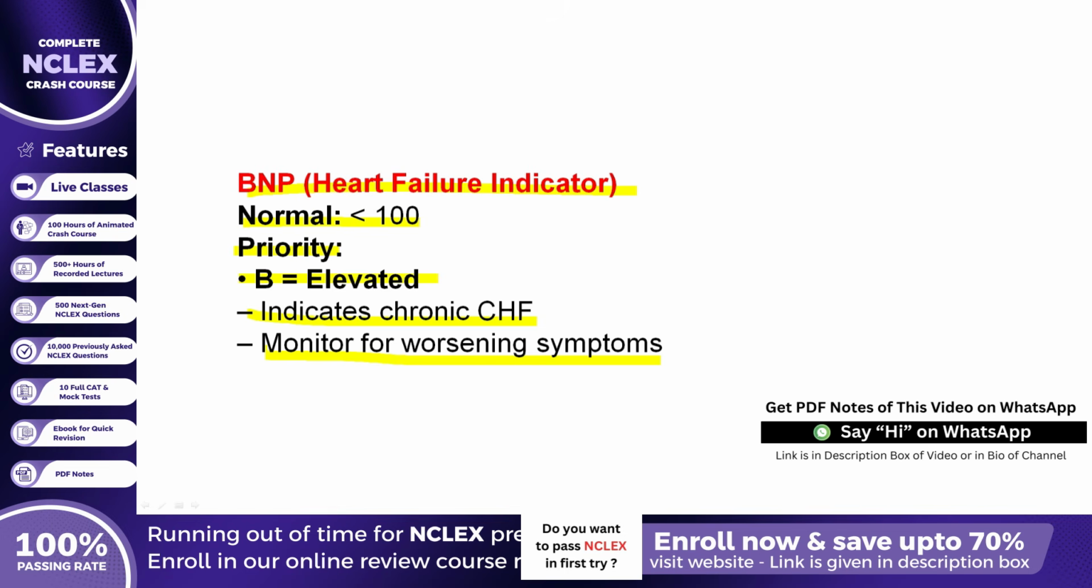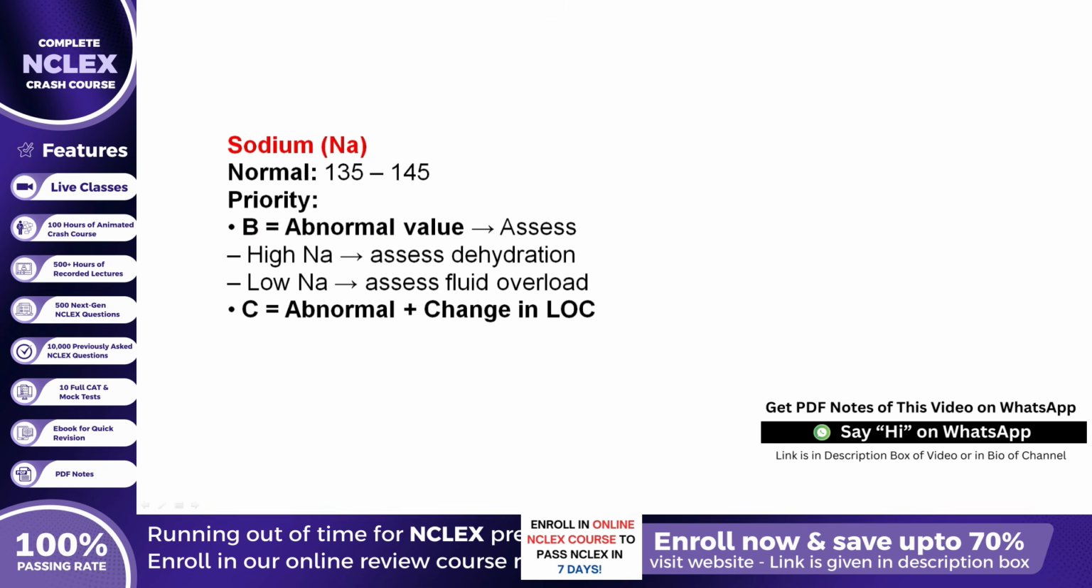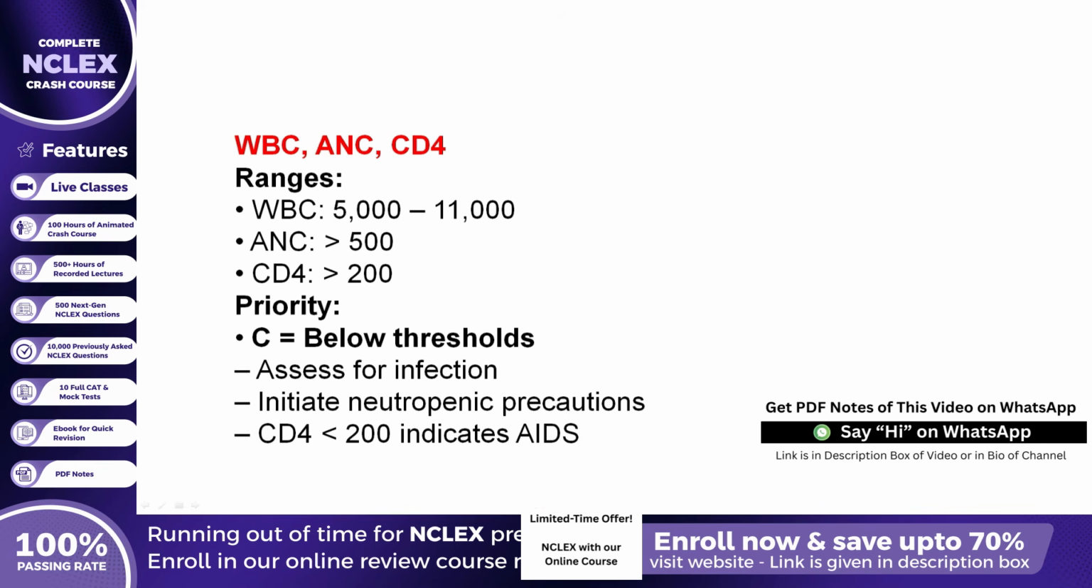As we begin with sodium, or NA, remember that the normal range is 135 to 145. When we look at priority, we start with B, which means that an abnormal value requires you to assess. When sodium is high, you assess for dehydration. When sodium is low, you assess for fluid overload. Then we move to C, which means an abnormal sodium level with a change in level of consciousness becomes a higher priority.